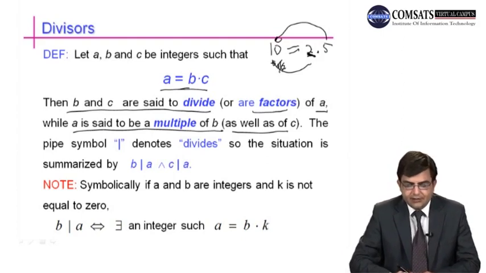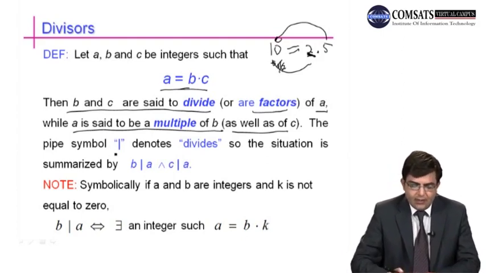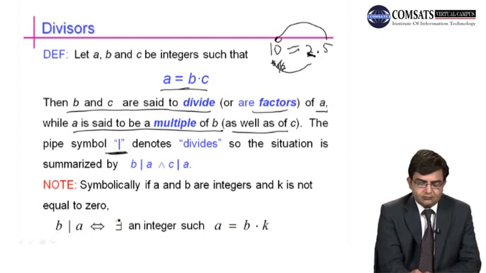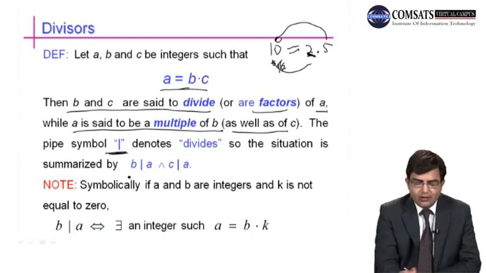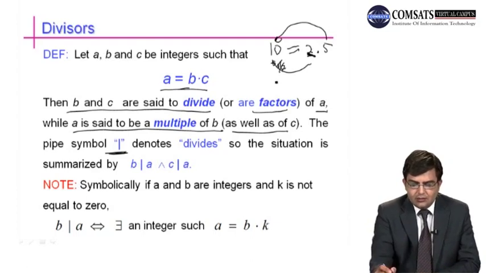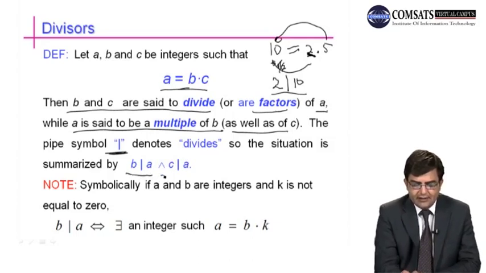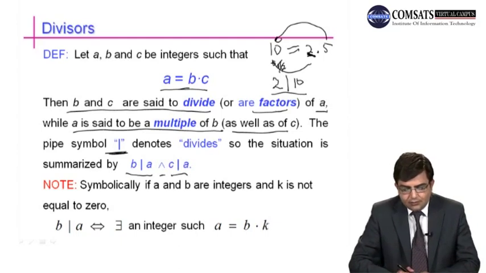How do we write it in number theory? This symbol is usually used to denote division or divisors. How do we write that 2 divides 10? We write 2, this symbol, 10. What does it mean? It means 2 divides 10. Here we can write B divides A and C divides A, with the conjunction operator between them.